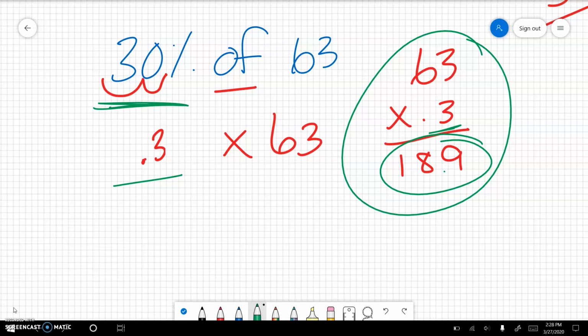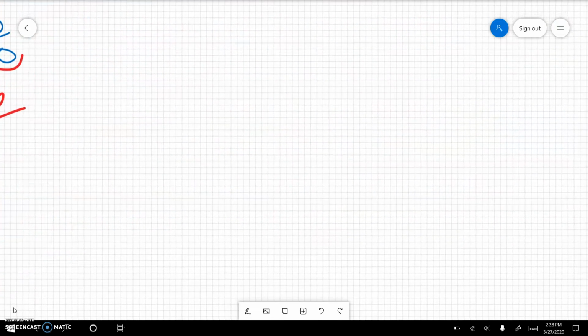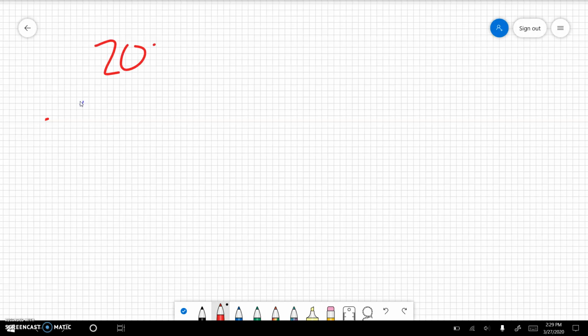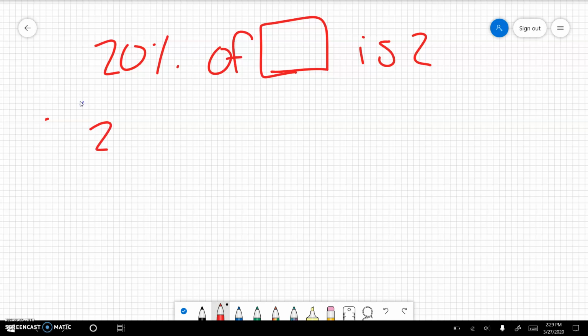The next kind of questions that you'll have today are similar. They're going to give you the answer to what you just figured out, and you have to find the missing number. So it's going to look something like this. 20% of, we don't know, is 2. So in other words, what they're saying is 20% of means times, we don't know what, equals 2. So let's pretend that this blank was an X.